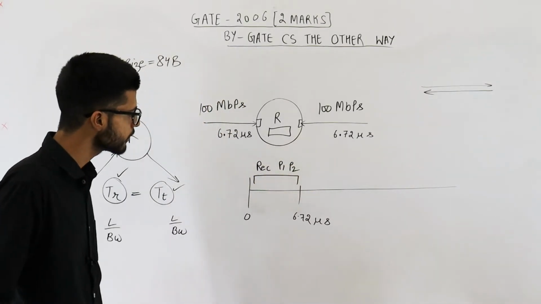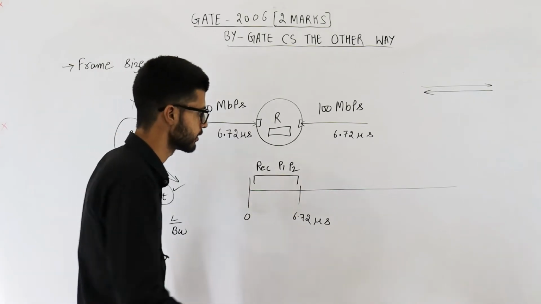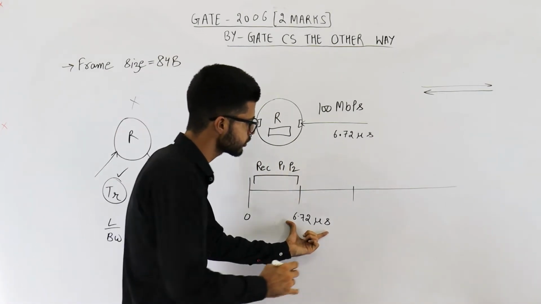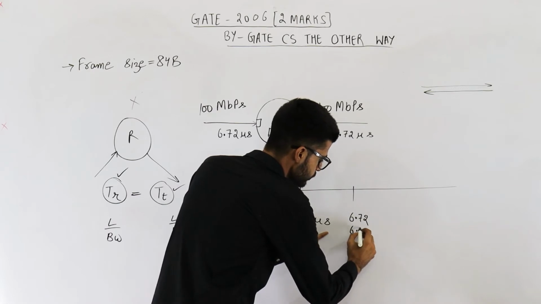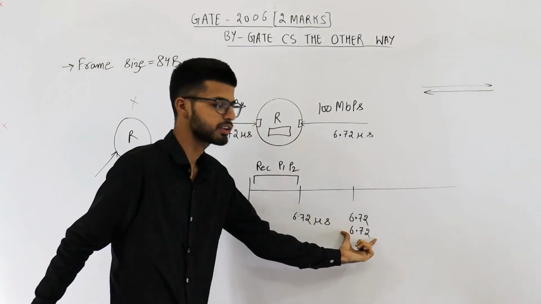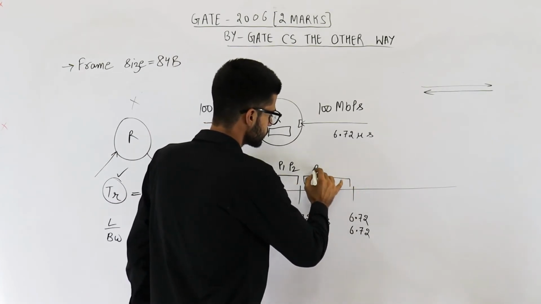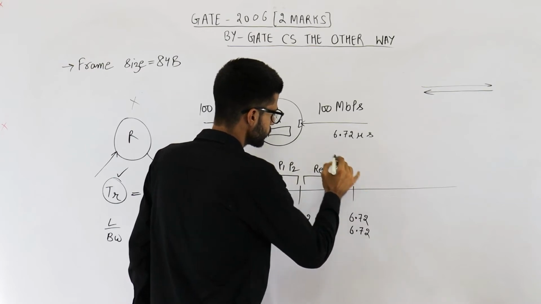What will happen in the next slot of 6.72 seconds? The data is constantly incoming. So in the next 6.72 seconds, meaning 6.72 plus 6.72, this much time, at this time, you will receive packet 3 and packet 4 also.